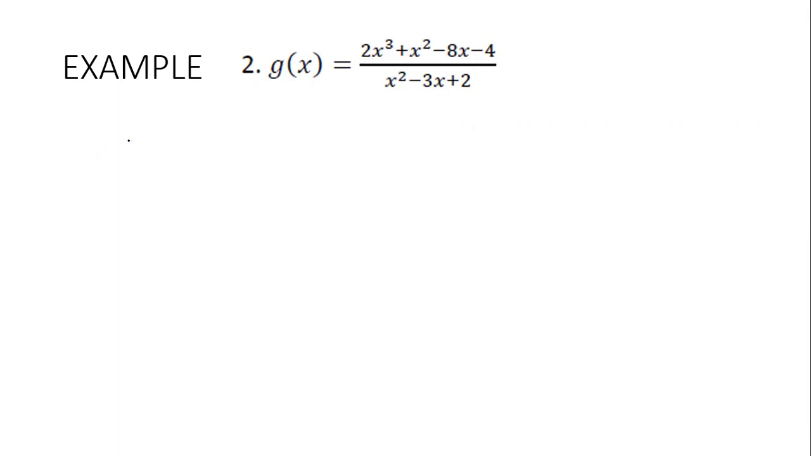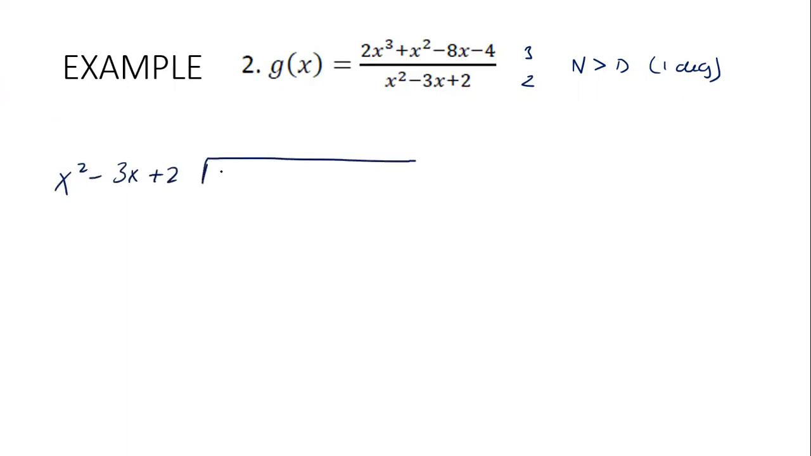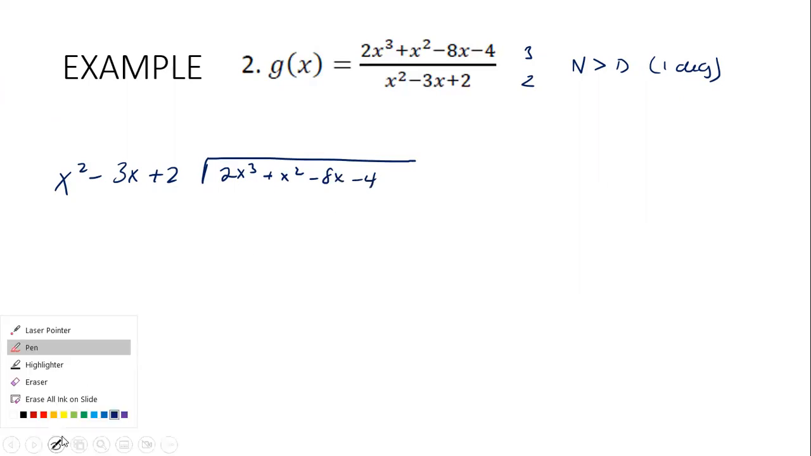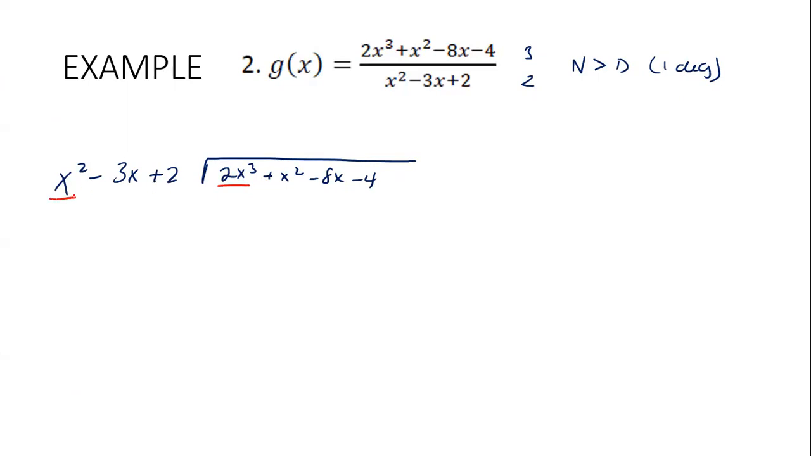We're just going to focus on the fact that the degree of our numerator is 3, and the degree of our denominator is 2, and therefore n is greater than d by only 1 degree. Yes? So now we're going to divide. x squared minus 3x plus 2 divided into 2x cubed plus x squared minus 8x minus 4. So you divide. What is 2x cubed divided by x squared?